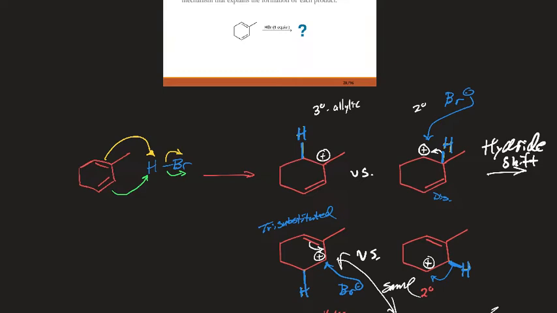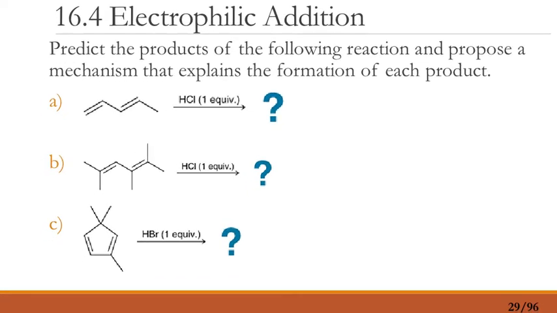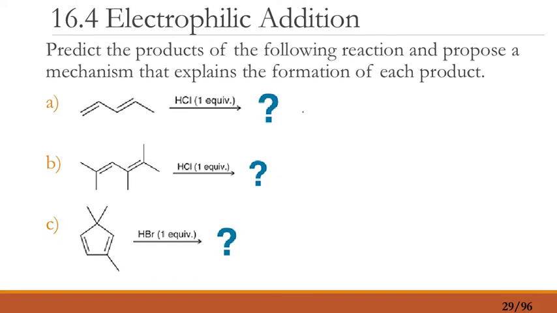And that's with one equivalent. If you added a second equivalent, then you got to think about what's going on with the remaining double bonds. But this is just adding one equivalent. All right, predict the product or products of the following reaction and propose a mechanism that explains the formation of each product. So in the first one, we've got 1,3-pentadiene and HCl in this case. So again, we could have HCl being attacked there or there.